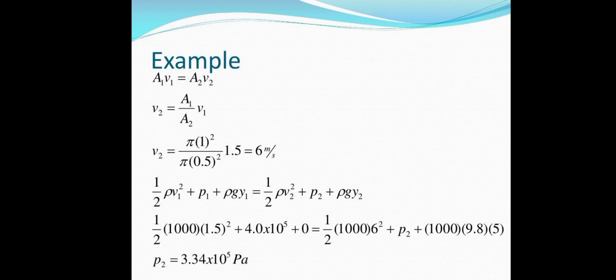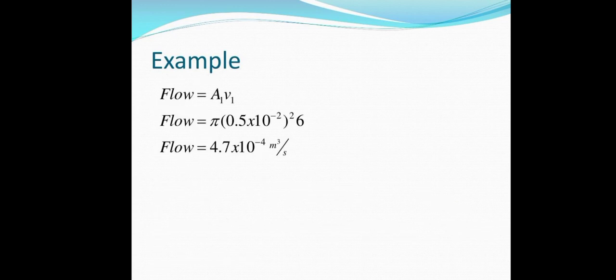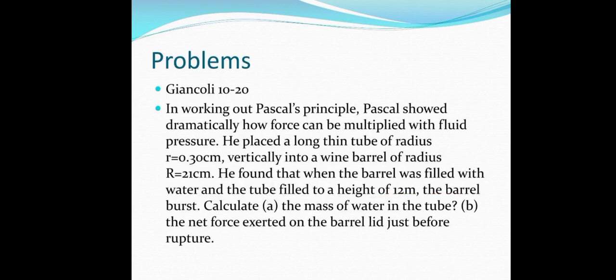The example is solved by the continuity equation and Bernoulli's equation. We find the pressure is equal to 3.34 into 10 to the power of 5 Pascal. Then the flow is calculated as 4.7 into 10 to the power of minus 4 meter cube per second.